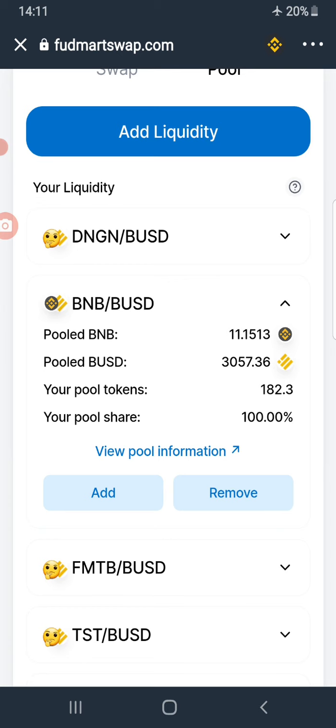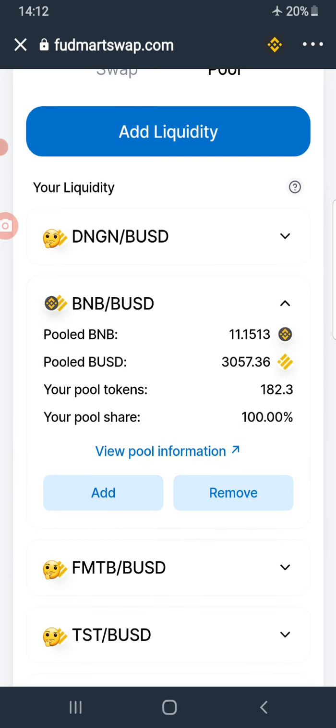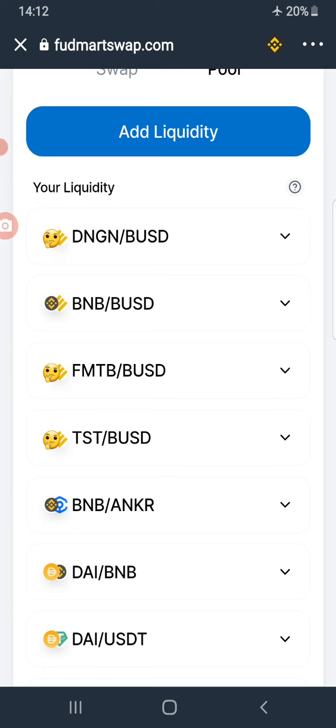So that is how decentralized exchanges have enough liquidity to provide trading services, such that if you want to swap an asset for another, it credits you immediately because there is enough liquidity in that pool. That is decentralized exchange for you.